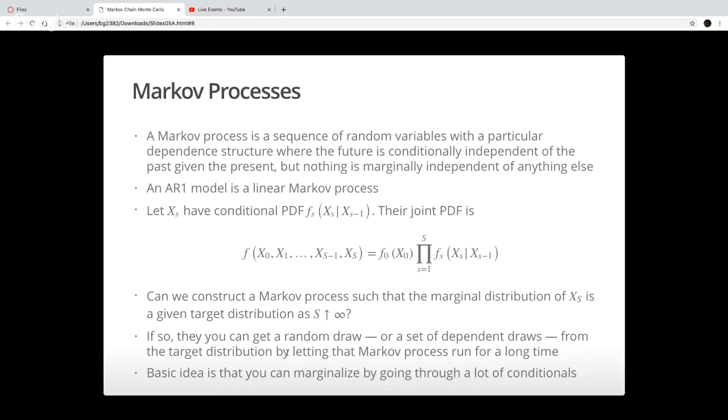Can we choose these conditional distributions in such a way that the marginal distribution of the last element in the sequence is the same as a target distribution that we want to draw from, or at least is that the case as capital S goes to infinity? So can we engineer a Markov process such that the last element has the marginal distribution that we want if all we supply are these sequence of conditional distributions? So can we get a marginal PDF from a bunch of conditionals?